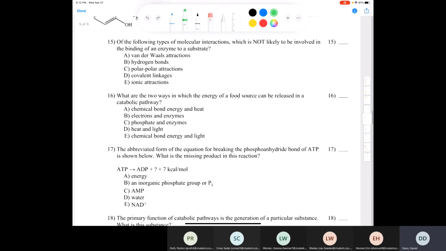Not worry about it. Question number 15. Of the following types of molecular interactions, which is not likely to be involved in the binding of an enzyme to a substrate? We have van der Waals interactions, hydrogen bonds, polar-polar interactions. So that's the same thing as a dipole interaction. Covalent linkages or ionic attractions. Could anybody tell me which one of these is probably not going to be involved in the binding of an enzyme to a substrate?